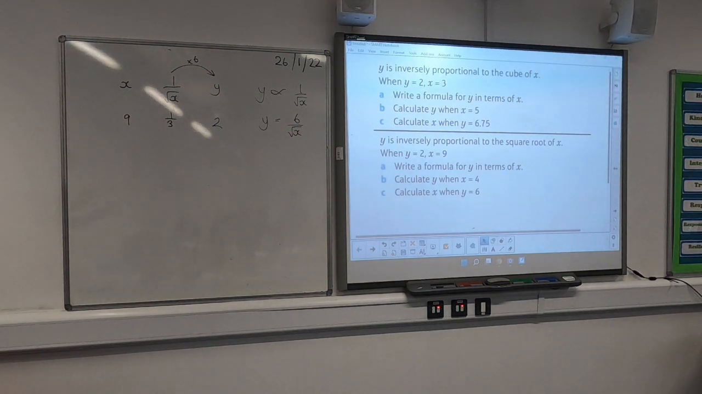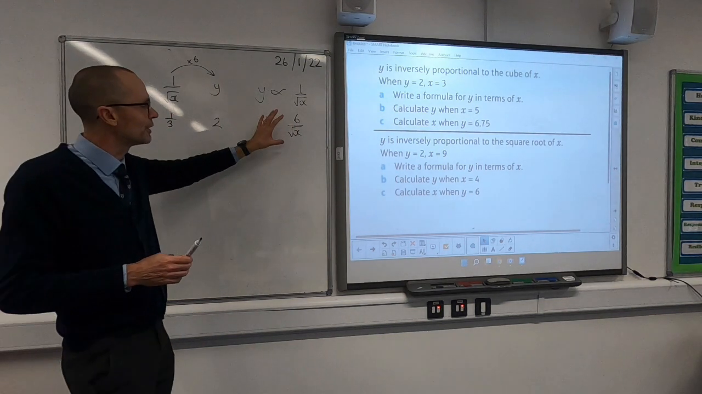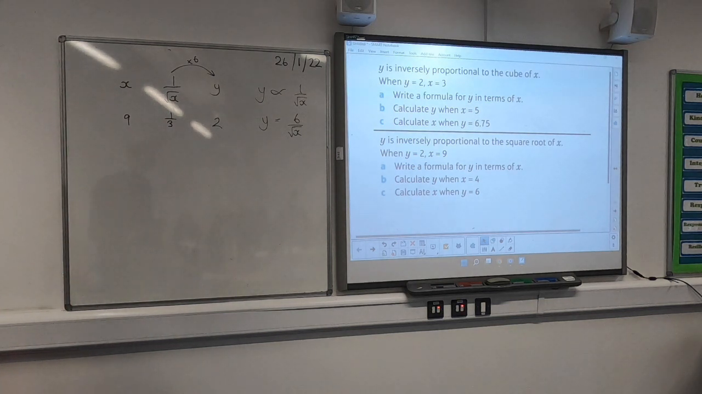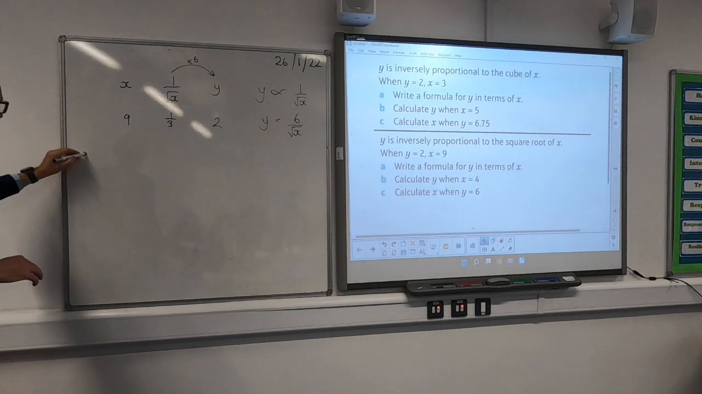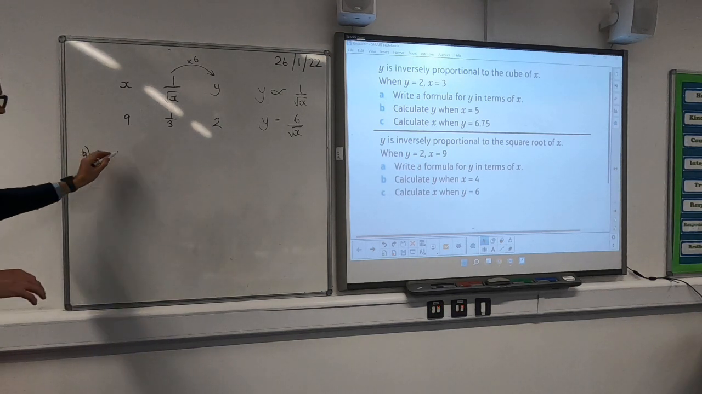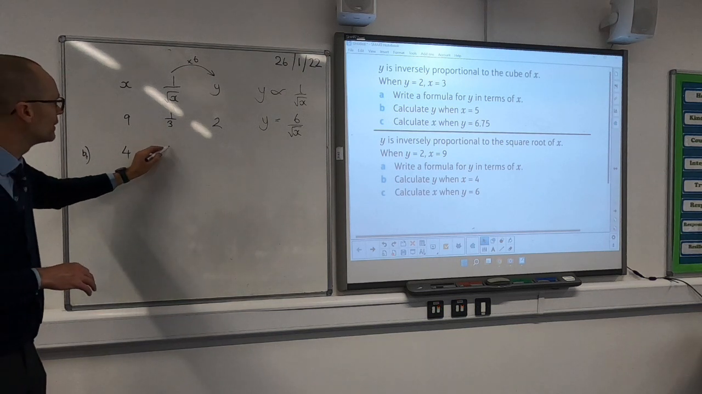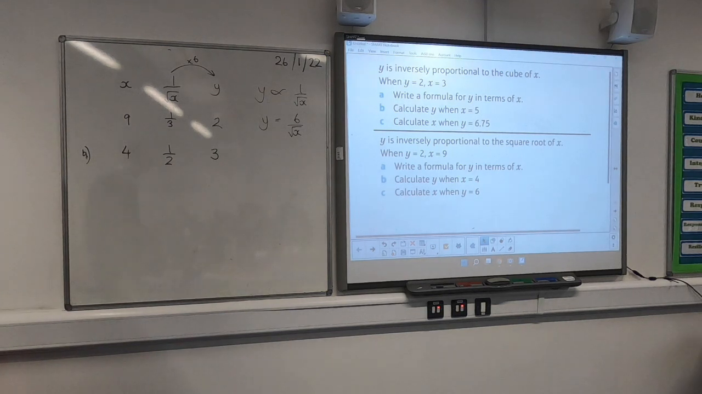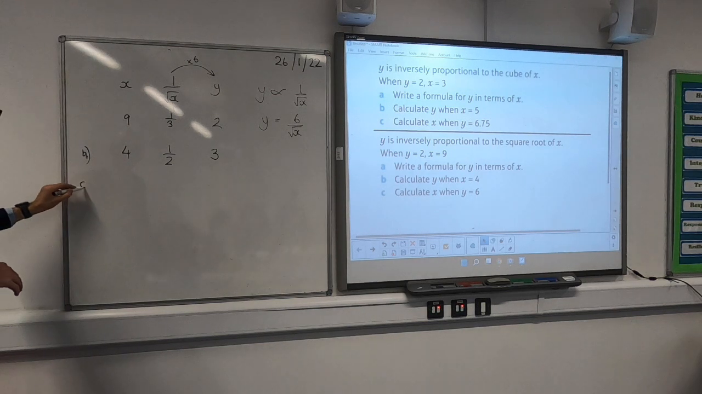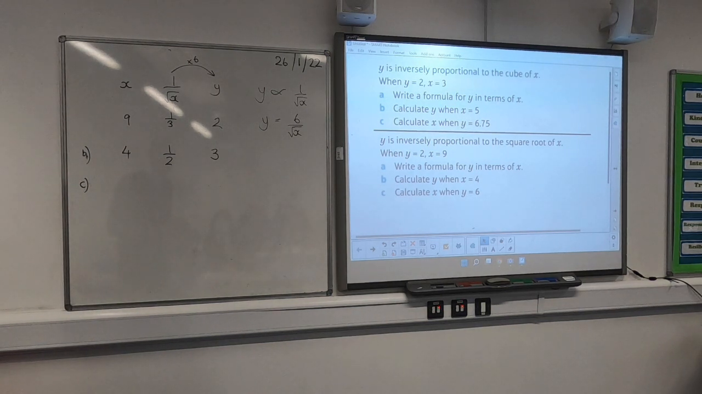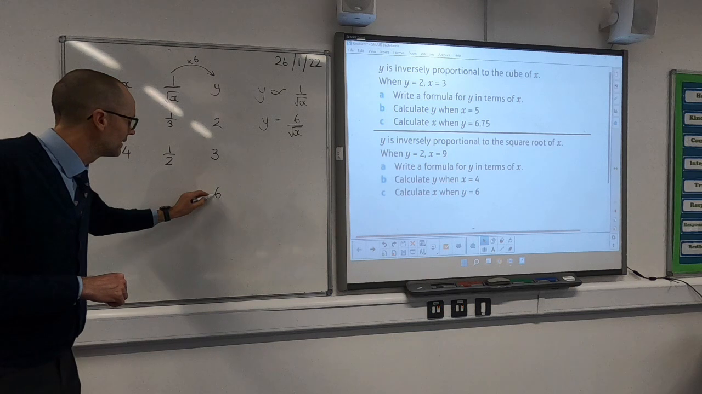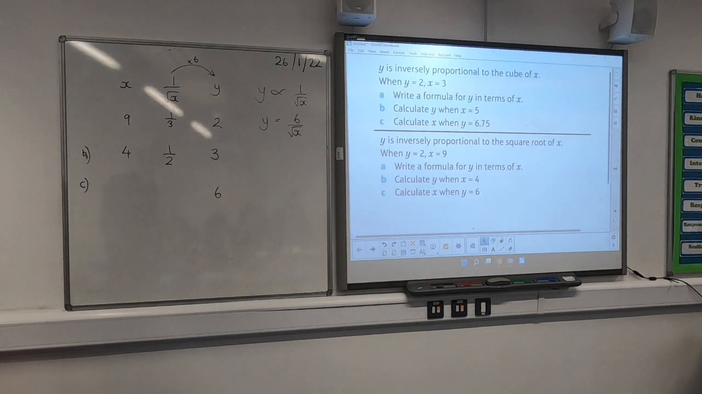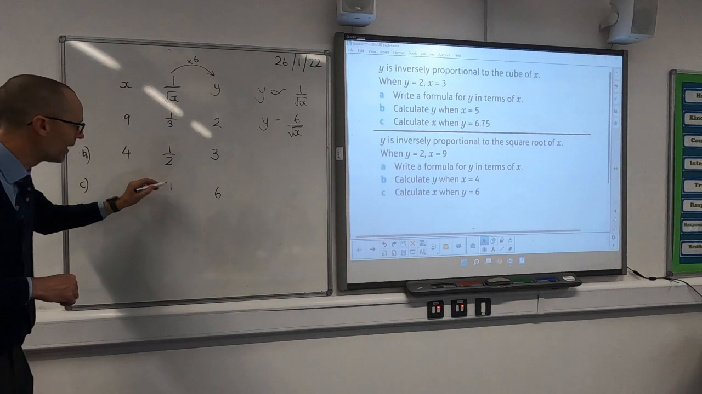So I've set my problem up, and I said at that point there's nothing wrong with you just using the formula if you're confident with that. I'm going to persevere with my table approach. So part B, we're told to calculate y when x is 4. 1 over the square root of 4 multiplied by 6, y is 3. And C, y is 6. Divide that by 6, I get 1.